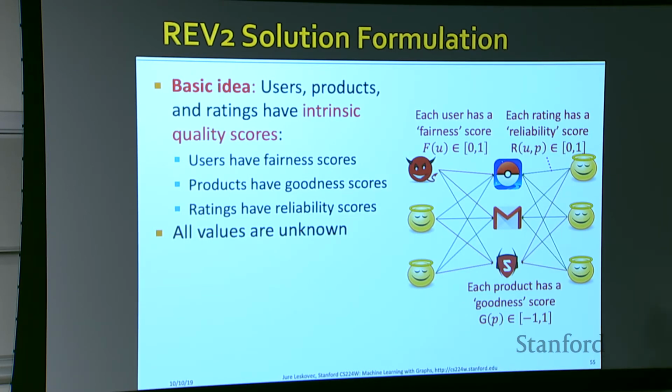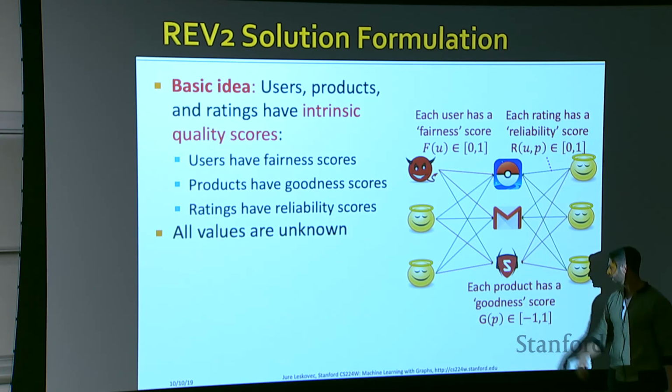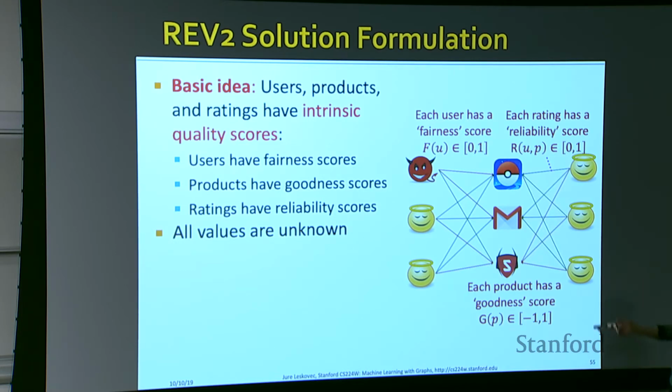So our users will have fairness scores. This score will tell us how fair are the reviews that usually that user leaves. The products will have some sort of goodness score. Once again, this goodness score will be between -1 and 1. And the ratings will have a reliability score, okay? So each rating will have a score that will tell us how reliable is that review. And at the very beginning, all these values are unknown, okay? So we try to start from a blank slate, and we don't assign any weight.